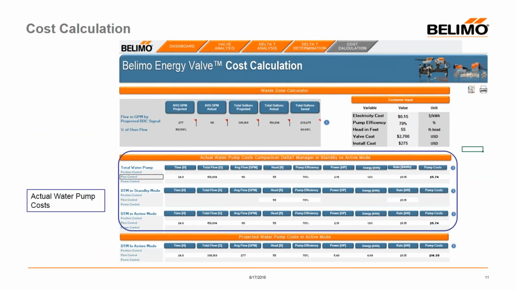The next box down is actual water pump cost comparison to the delta T manager by a standby and active. And what we're doing here, and these little icons with the little eye right here, is just going to pop up a box telling you that all we are doing is using very simple pump affinity laws to calculate these values. So we're pretty much by the different modes, and this will only work in flow control right now. We're taking a look at the total amount of hours, the flow rate that went through the valve, what the average is, what head and feet, which you would have inputted up here.